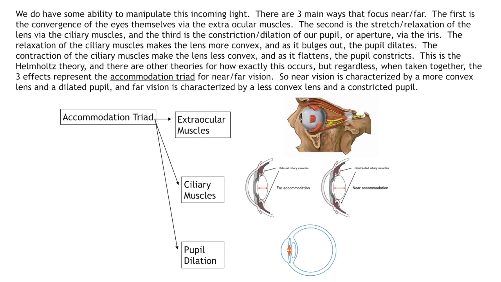Again, here are your extraocular muscles. There are several of them that attach and fix the eye and allow the eye to converge an image. And the ciliary muscles are attached to the lens and pull the lens and distort it to make it more convergent or less convergent, with being more convex and less convex. And then by default, the pupil dilates or constricts based on the convergence or bulging of the lens.